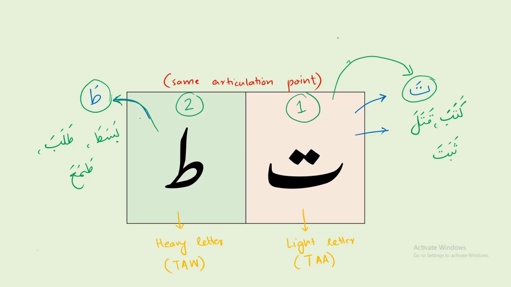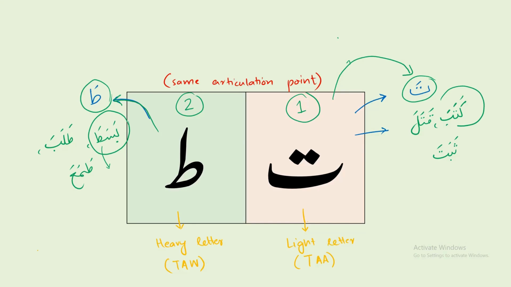Let's take examples as well. The first example here is kataba. The ta sound here is in the middle. Kataba, kataba. Let's take the example of the second alphabet now, which is ba sa pa. The sound here is at the end. Ba sa pa, ba sa pa.